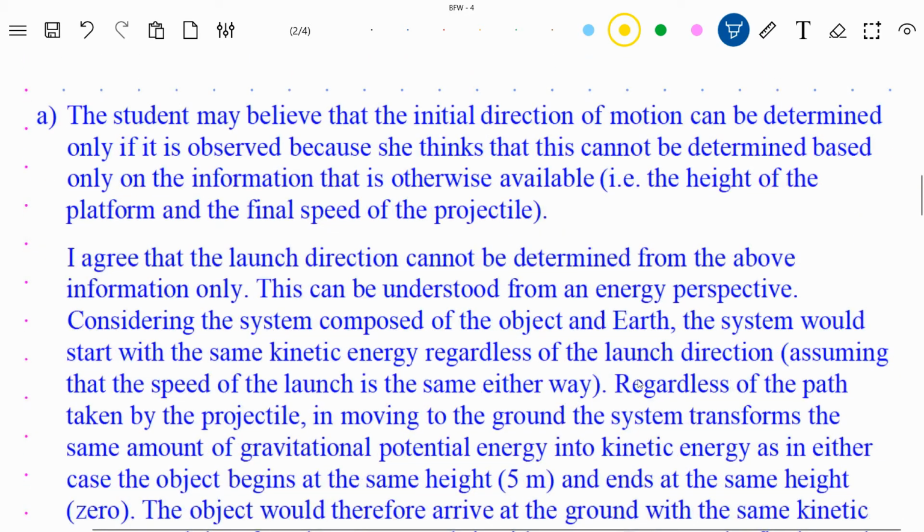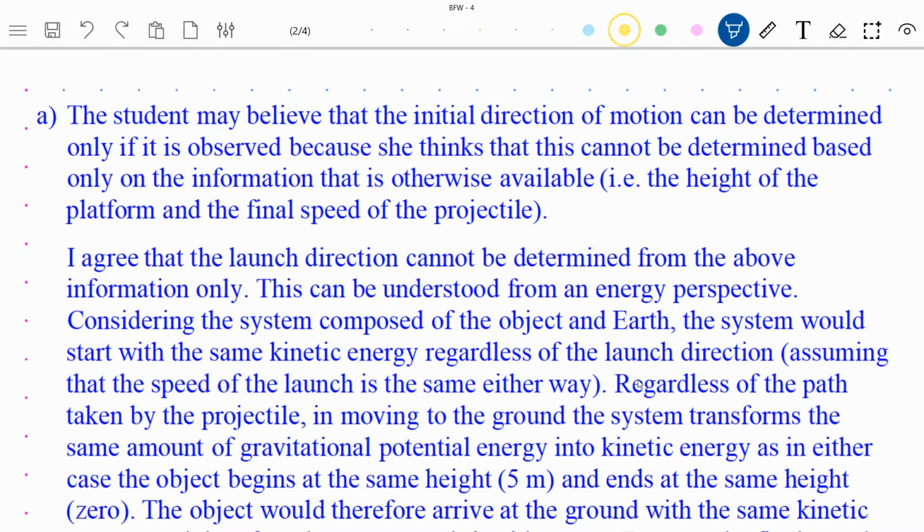Okay, part A. Again, I broke this up into little parts. The first part is this. And I'll remind you that the question that I'm really addressing here is, why might the student have made that claim? The claim specifically that you would have to observe it to determine if it was launched up or down, in the case of a certain vertical launch.